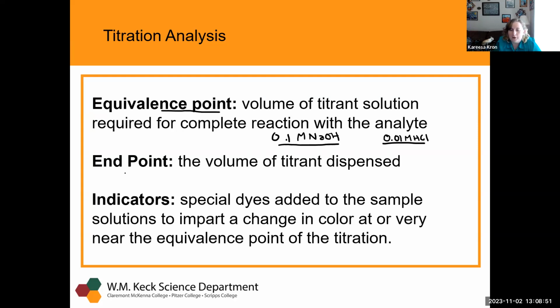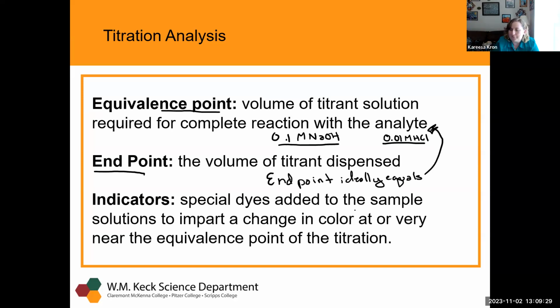However, because we aren't always perfect at getting the exact amount of titrant into our beaker that we need to perfectly react with our analyte, we also have the language of endpoint, which is the actual volume of the titrant that we dispense. It's how close we can get to the equivalence point. Ideally, our endpoint equals the equivalence point, but that's not always the case. So we have different language for it.